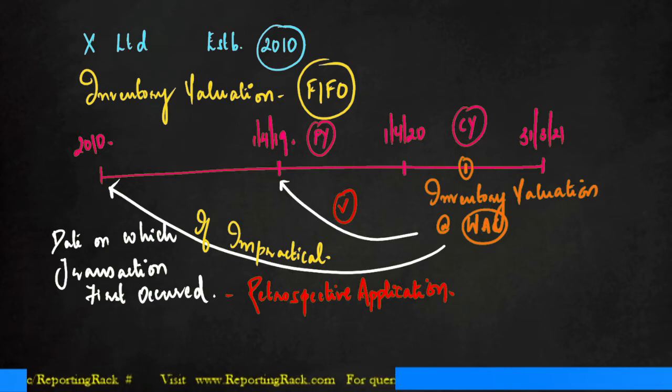If it is impractical to apply the retrospective application of the change in accounting policy from the date on which the transaction first occurred, in such case I will give an effect to such change in accounting policy from the beginning of the earliest reporting period, that is 1st April 2019. Clear?